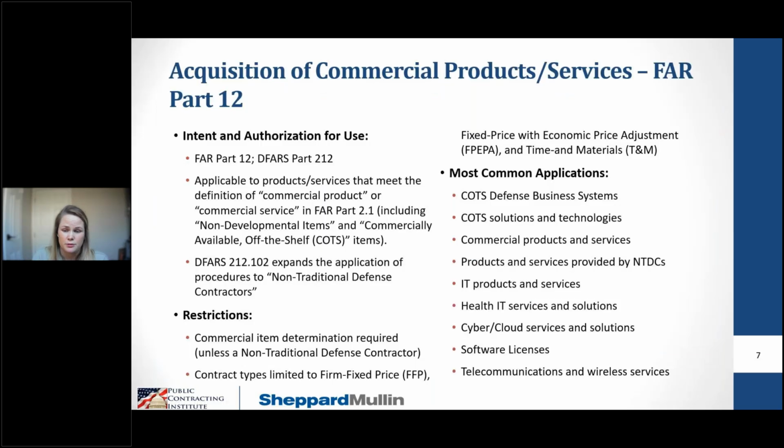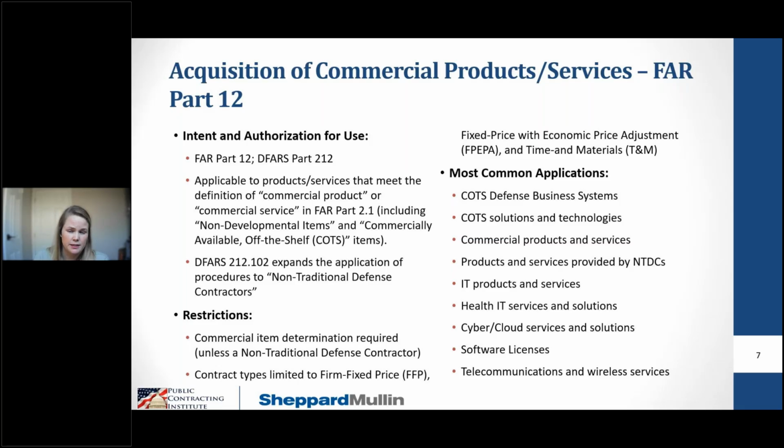Similar to the GSA schedule program is the broader category of commercial products and services acquisitions under FAR Part 12. Under FAR Part 12, the government not only has a statutory preference for procuring commercial products and services, but also has attempted to implement a streamlined acquisition process for agencies to more efficiently procure products and services that meet the definition of a commercial product or commercial service in FAR Part 12. These streamlined procedures also apply to non-developmental items and commercially available off-the-shelf items, which are a subset of commercial products.